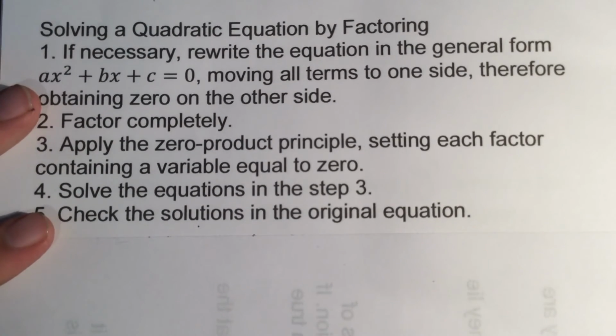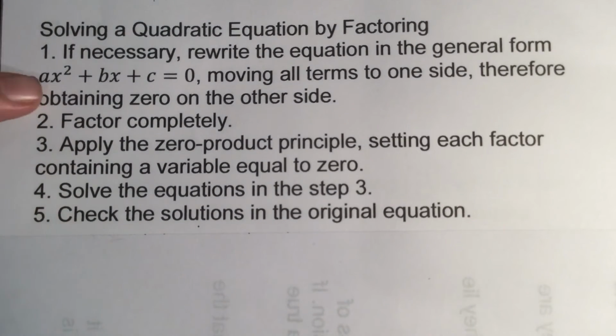So the first thing we're going to do is try to get it in this general form by getting all the terms on one side and getting a 0 on the other side. Then we'll factor it, we apply that zero product principle, and then we solve each one for x, and then we check our solutions.